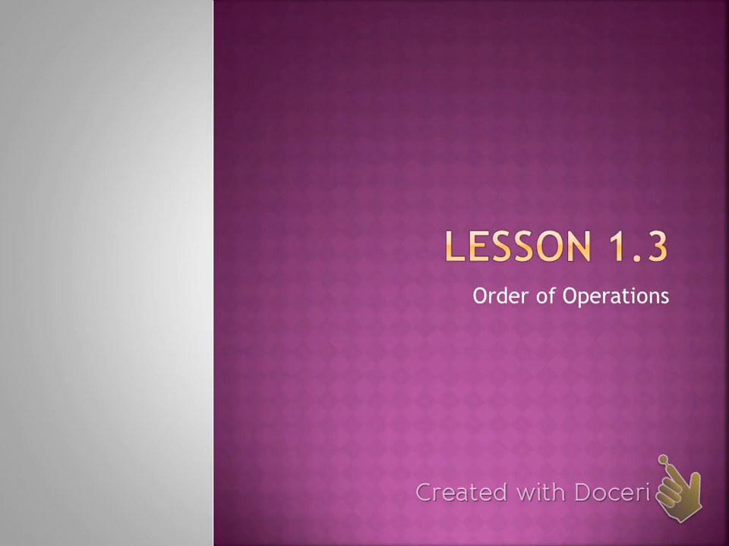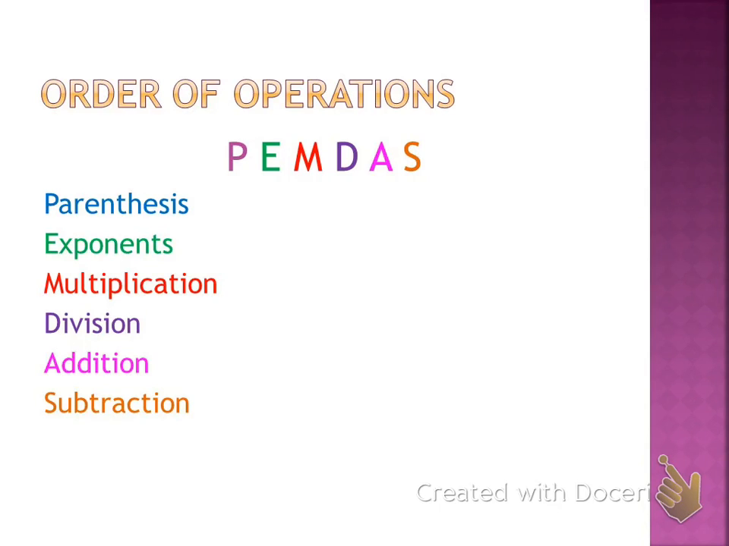Lesson 1.3, we're going to learn order of operations. What the order of operations tells us is in which order we are going to solve each number as it is given to us. Now, you can't just say, "I'm just going to solve it from left to right or what I see first." You have to follow a specific pattern in order to get the right answer. If you don't follow the pattern, you will get a totally different answer.